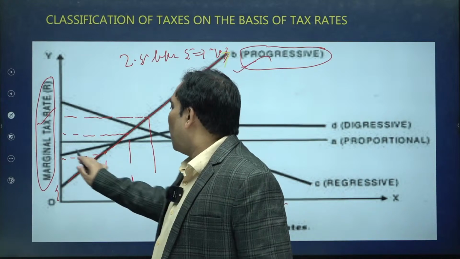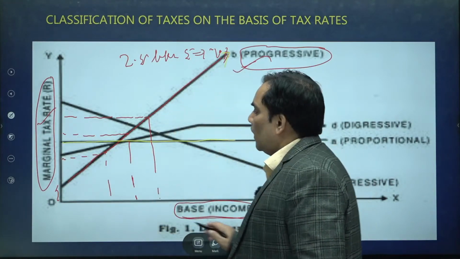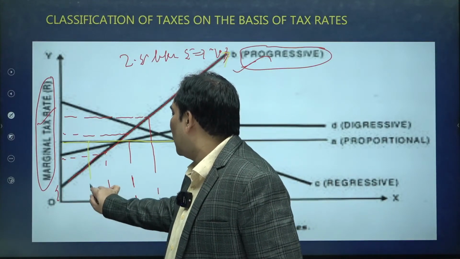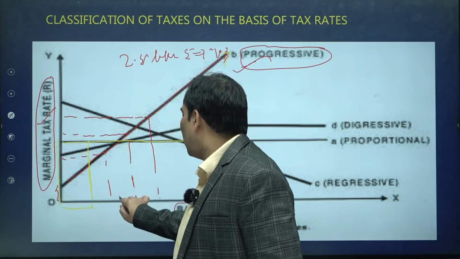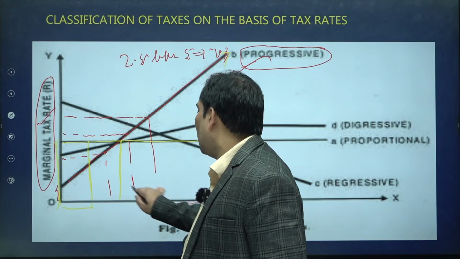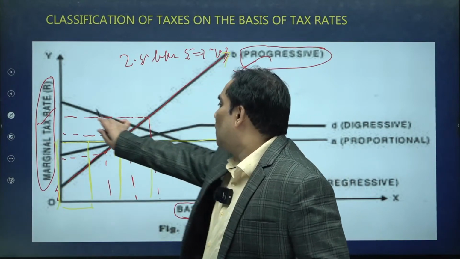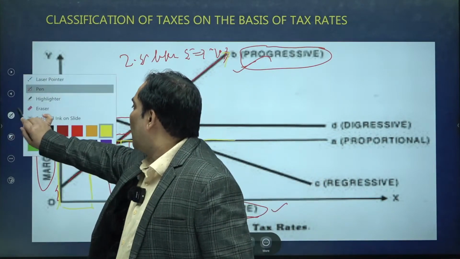Okay, when we talk about proportional, that means irrespective of the taxable income, the marginal tax rate remains constant. Whatever the taxable income was, the tax rate remains constant. Okay, what is digressive? Digressive means the marginal tax rate decreases with the increase in taxable income. Let me rub it first.